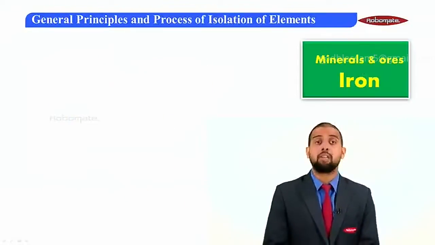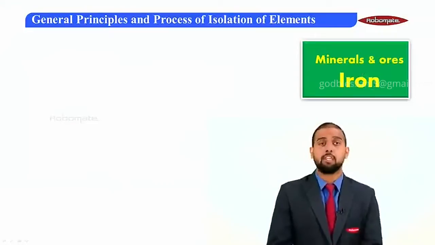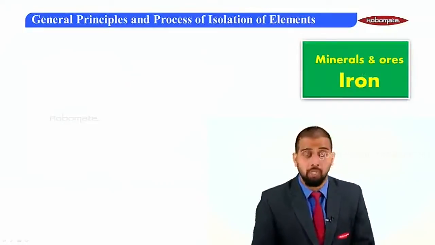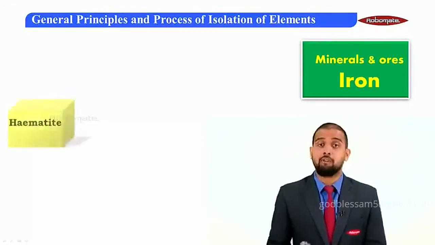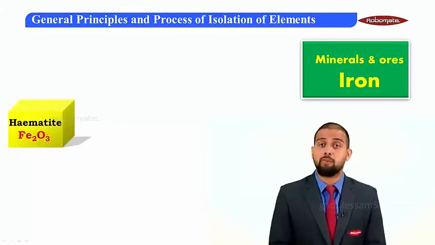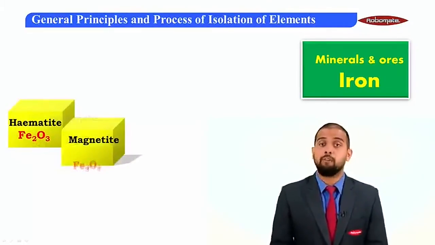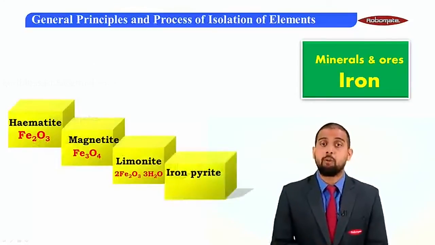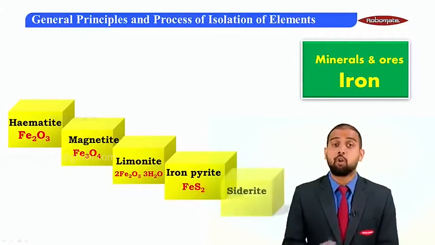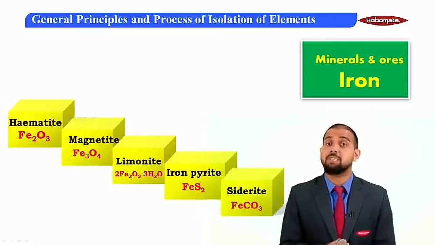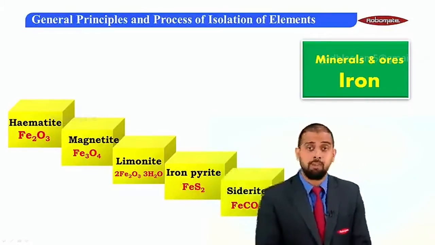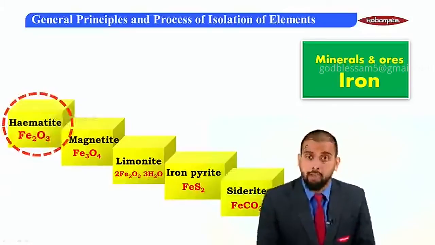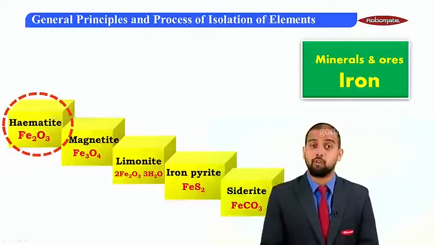Now let us talk about their extraction technique. So the very first thing is we need to start with the minerals and ores. Iron in nature can exist in several forms. It can exist in the form of hematite, it can be in the form of magnetite, or it can be in the form of limonite. It can also be in the form of iron pyrite. Finally, it can also exist in the carbonate form, which is the siderite. All this we call a mineral, but the ore of iron is hematite, which is Fe2O3.